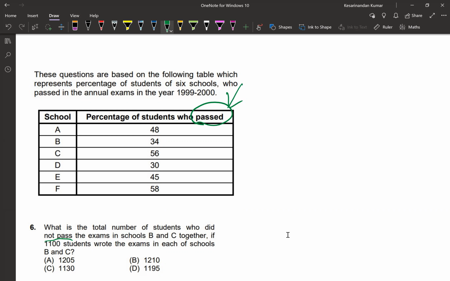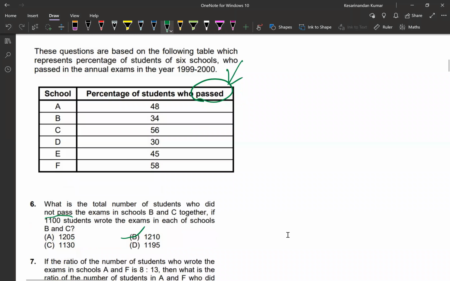We can directly calculate the number of students who did not pass in case of B and C and then sum up. Fine. 66% in B and 44% in C, which is of 1100 each. Perfect. Fine. You can do the calculation part later. I understood the concept. So the answer you will get is B.